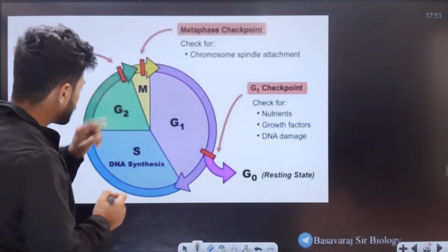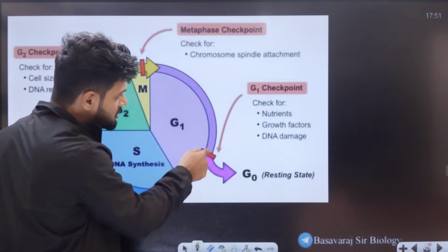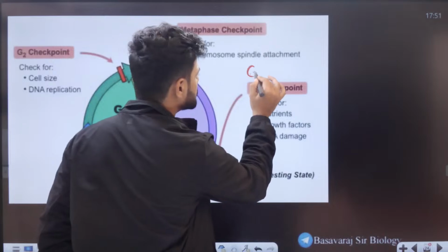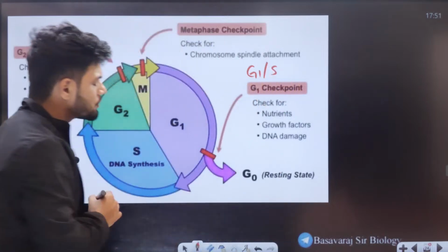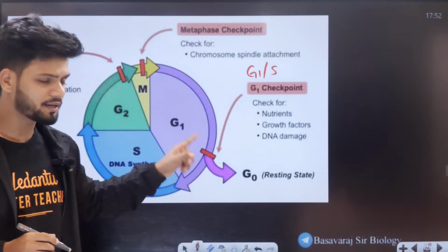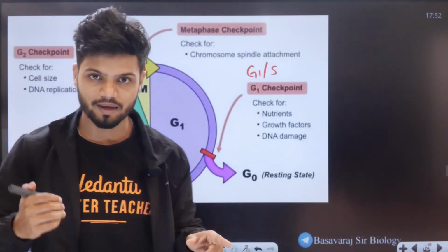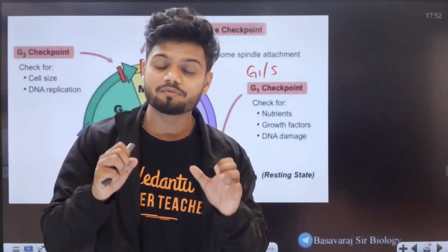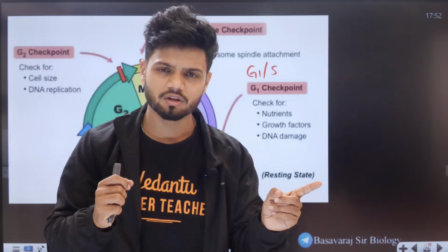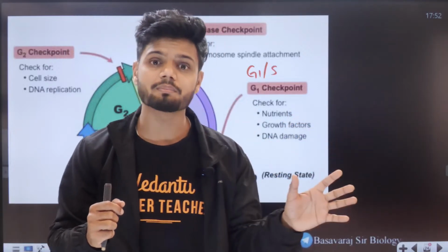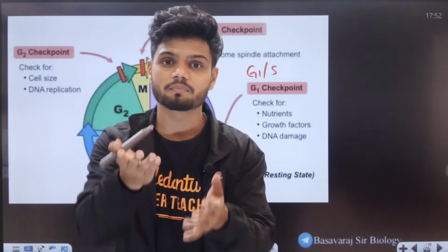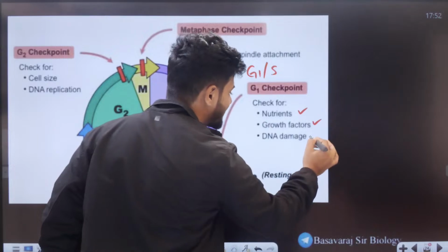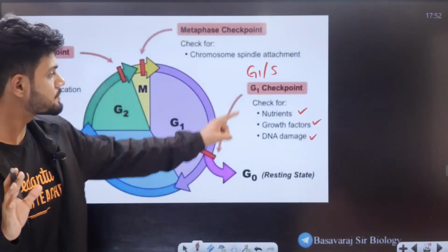The first checkpoint is after G1. It is called the G1 checkpoint or the G1/S checkpoint. Here, the cell will always make sure that enough energy is there for replication, and that the DNA is not damaged. Imagine if DNA is damaged, the damaged DNA will replicate. Problem. So check for nutrients, growth factors and DNA damage. Nothing should be there. That is before S.